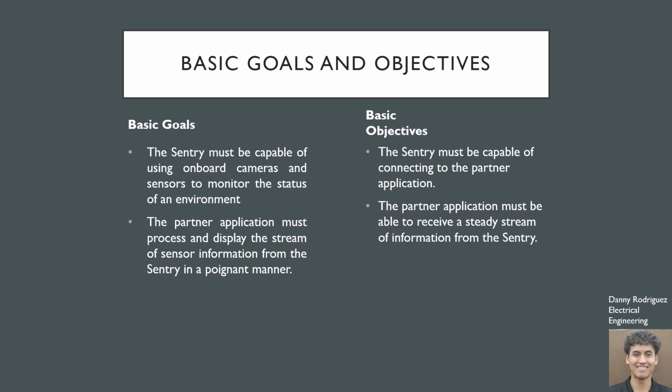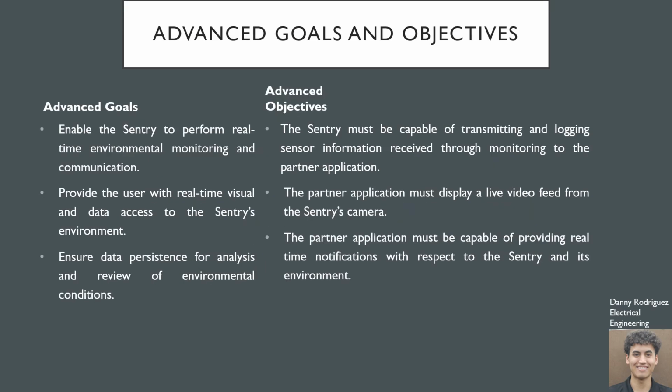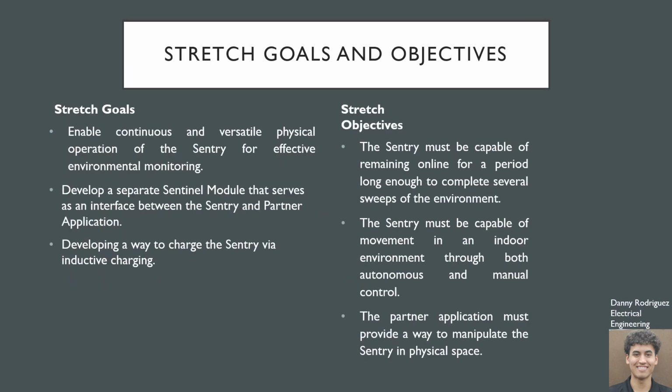For S.E.E.M.S to function effectively, the Sentry and its partner application must work seamlessly together, with the Sentry using its cameras and sensors to monitor the environment in real time. Here for our advanced goals and objectives, the Sentry and its partner application collaborate to provide real-time monitoring and data transmission, streaming live video and sensor data on temperature, air quality, and motion detection. Here are our stretch goals and objectives, and in regards to time, we will move forward through our presentation.